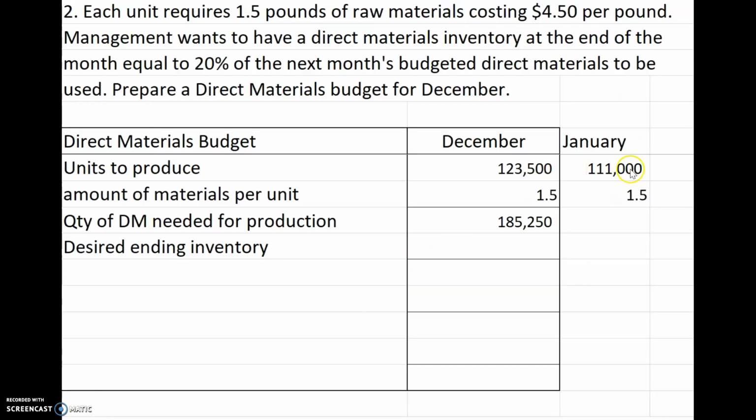So we need to produce 111,000 units in January, and we need 1.5 pounds of direct materials for every unit. So that means in January, 166,500 is our quantity needed for production. So we want to end December with 20% of that quantity needed for production. So we want to have 33,300.